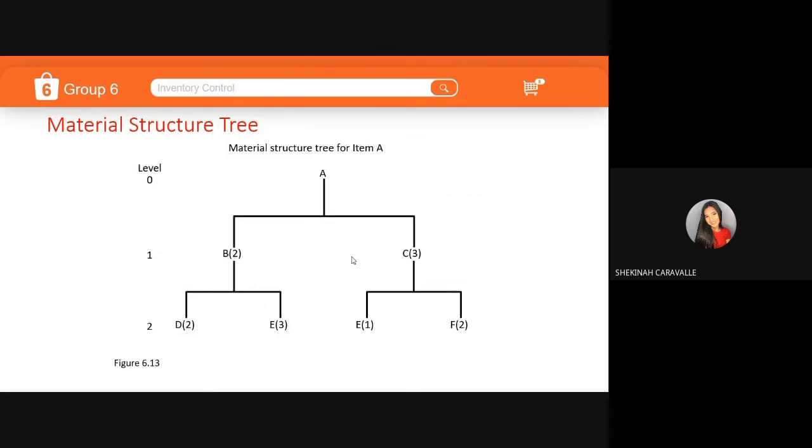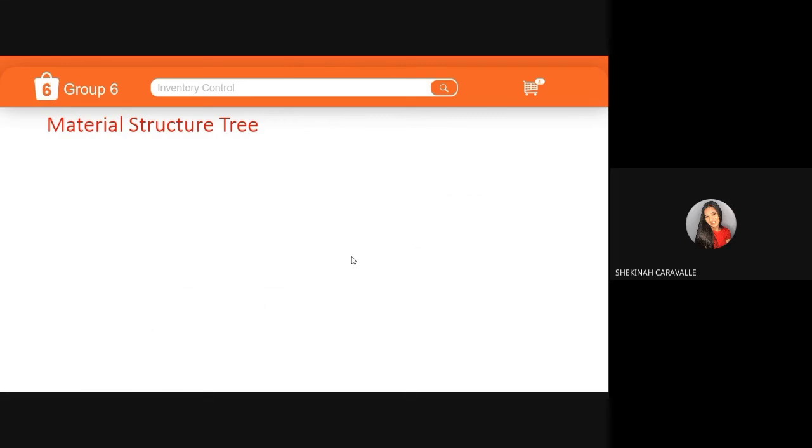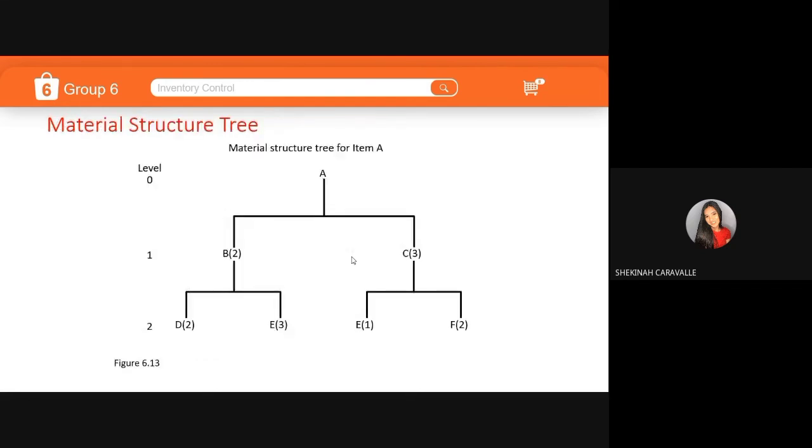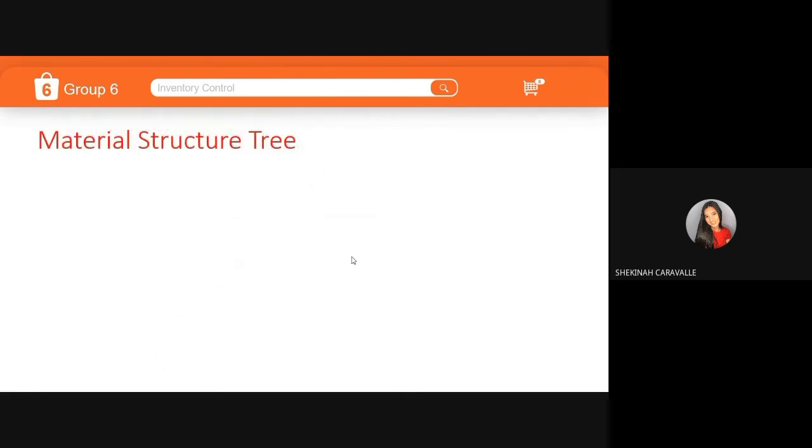Here is the material structure tree for item A. A is on the top, and then as you can see here, A requires 2 units of B, 3 units of C, and B requires 2 units of D, 3 units of E, and C requires 1 unit of E and 2 units of F. And that's how the material structure tree looks.